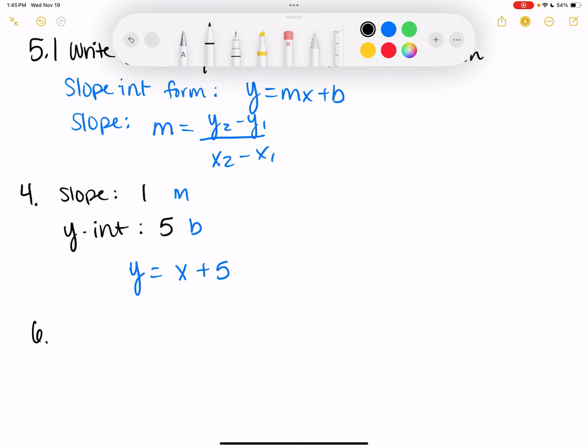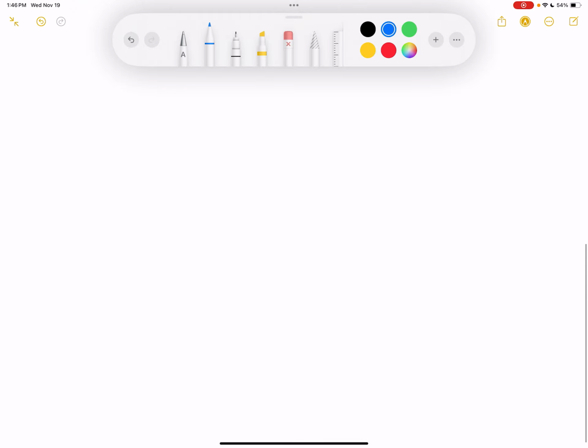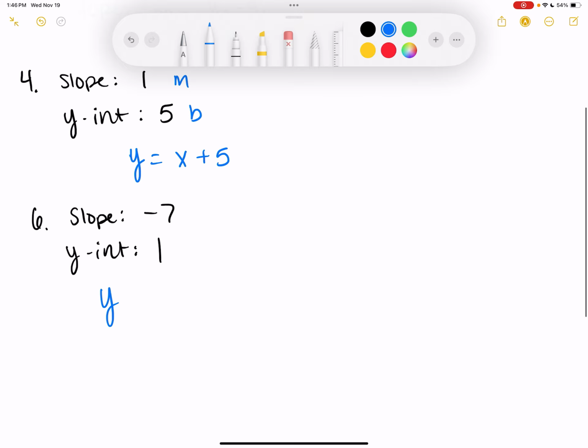Number 6. The slope is -7. The y-intercept is 1. So y equals -7x plus 1. It's hard stuff we've done all year, isn't it? Oh my god. This is hurting my brain. Why do we have to do this? It's just m equals -7 and b equals 1.